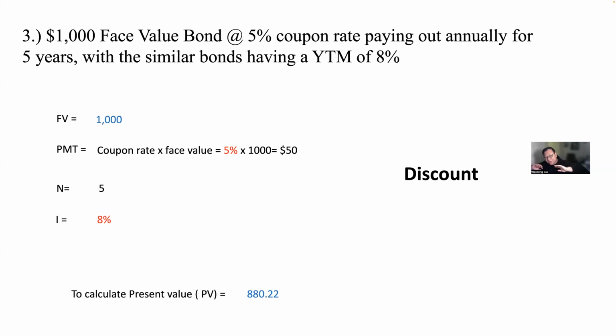I'm using these three examples to show you that when the yield rate changes, the price will change. When the yield rate equals the coupon rate, the price equals face value. If the yield rate is higher than the coupon rate, it's going to be a discount. If the yield rate is lower than the coupon rate, it's going to be a premium.